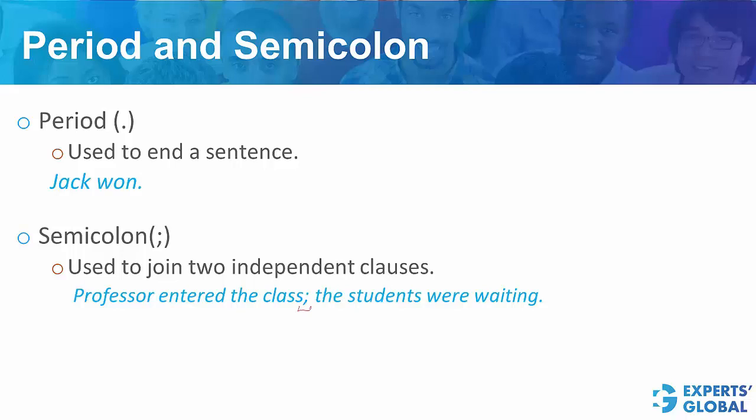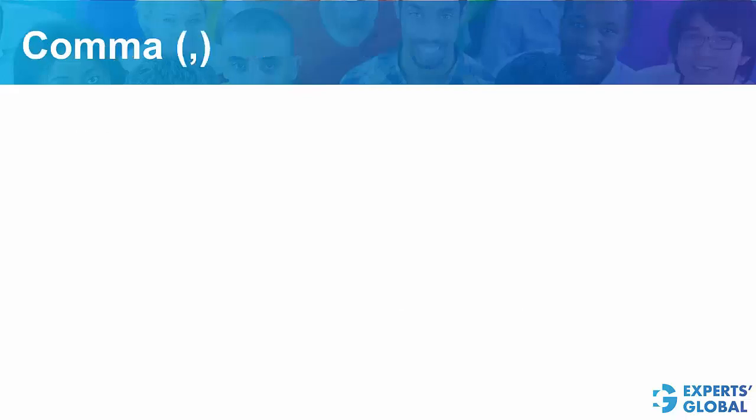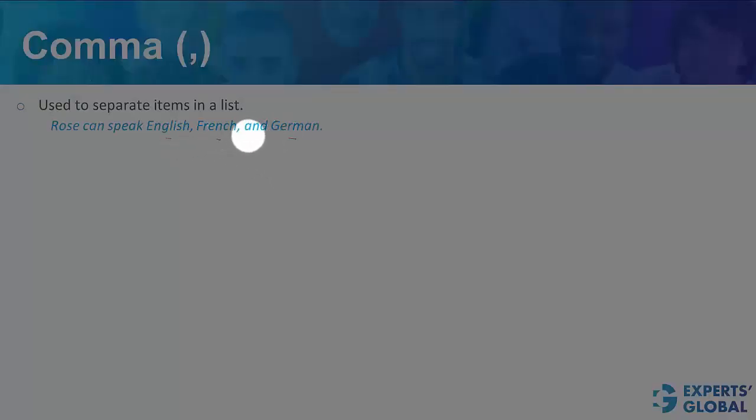Next punctuation, the most important of all, comma. Comma has many uses. Here we will be discussing the most important ones for GMAT. Comma is used to separate items in a list. For example, look at this sentence. Rose can speak now a list of languages: English, French, and German. Since it is a list of more than two elements, we have a comma here, the Oxford comma.